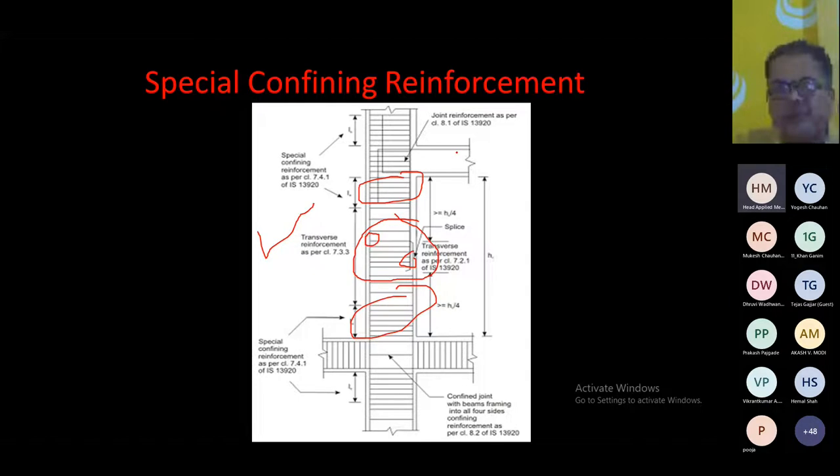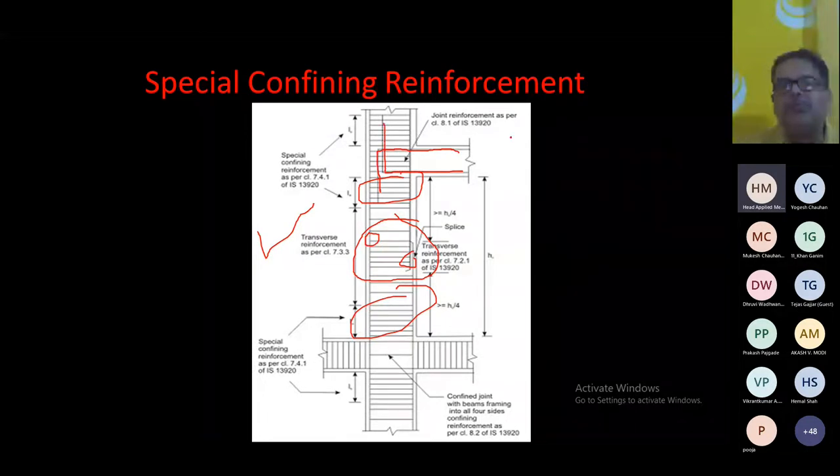Another important thing is that these beam bars must be anchored into the column. You understand this, because when your system is vibrating, this bar will try to come out. But if it is well anchored, then beam and column will work as monolithic, as one element.